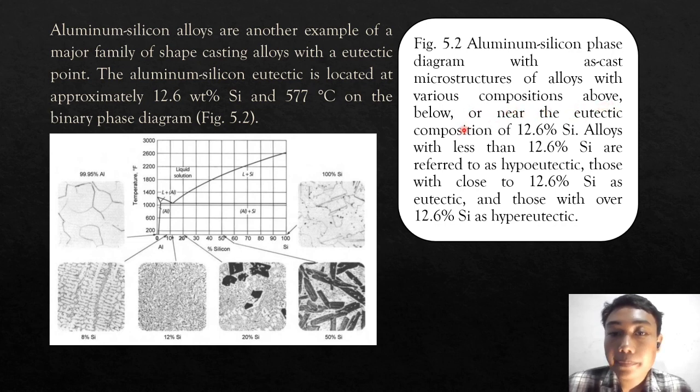compositions above, below, or near the eutectic composition of 12.6% Si. Alloys with less than 12.6% Si are referred to as hypoeutectic, those with close to 12.6% Si as eutectic, and those with over 12.6% Si as hypereutectic.